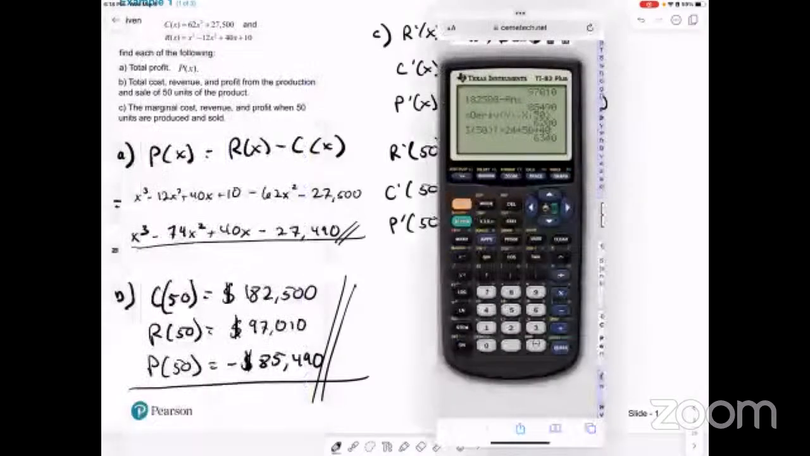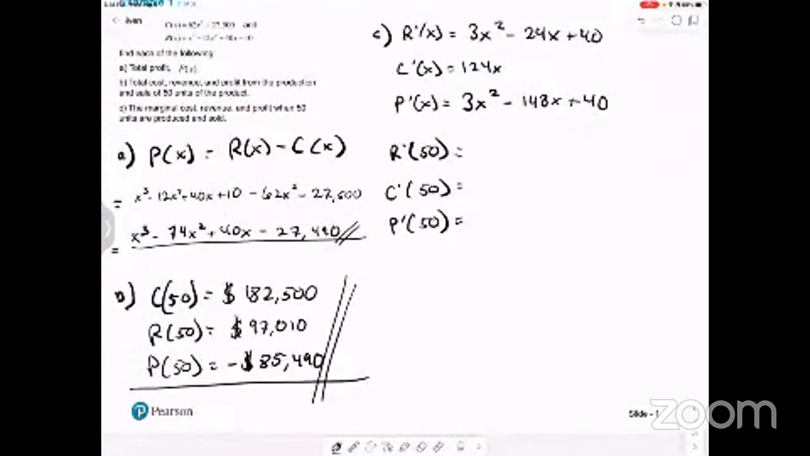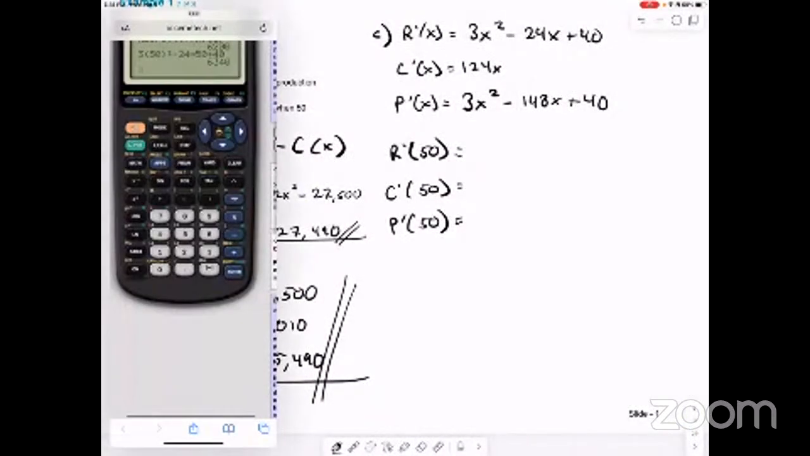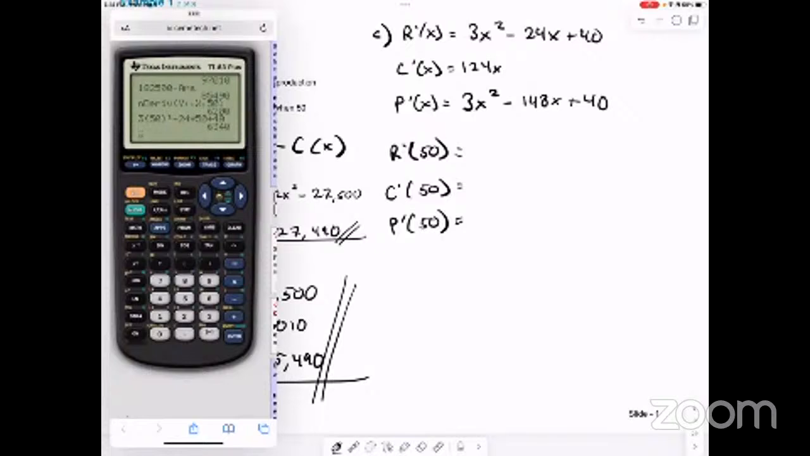Cost. Okay. So this was our cost function. Let's try this one more time. So right here, 124 times 50. Yeah. So y1 was our cost function. So it does work. Okay. I think the way I wrote it was different than the way I put it in the calculator, so it's doing me for a loop, right? So when we plug 50 into C prime, we get 6,200.